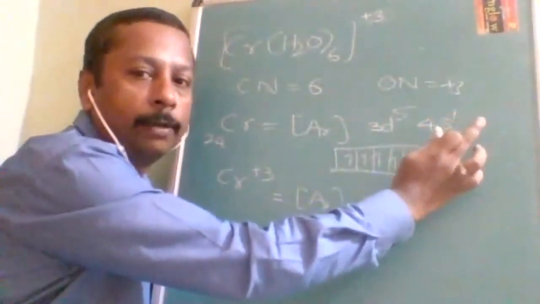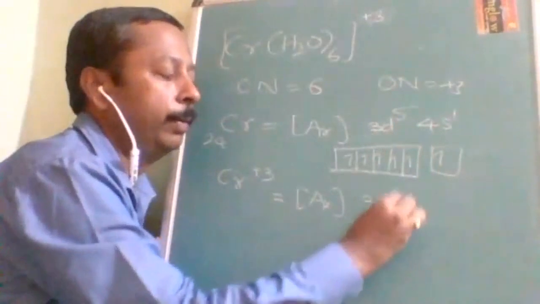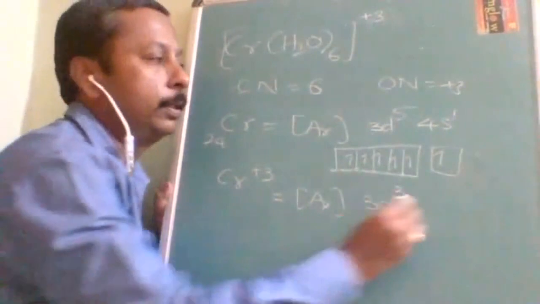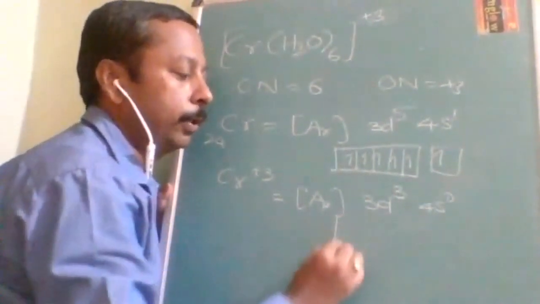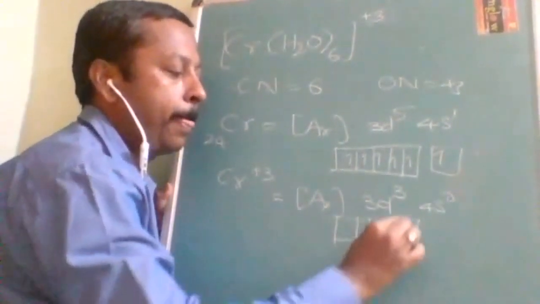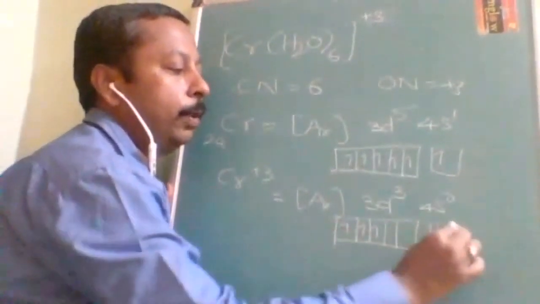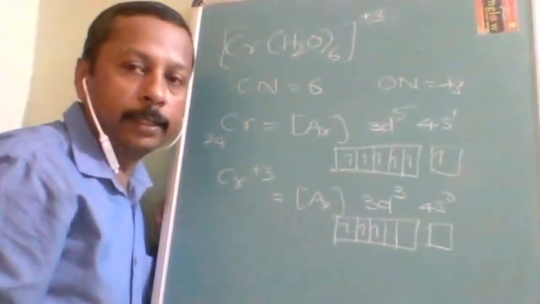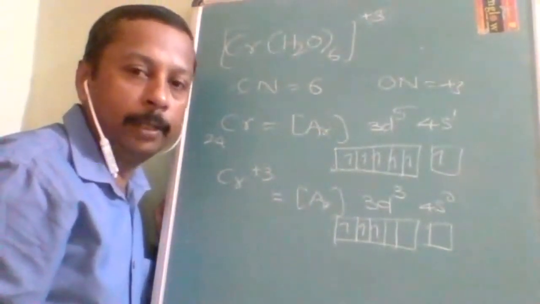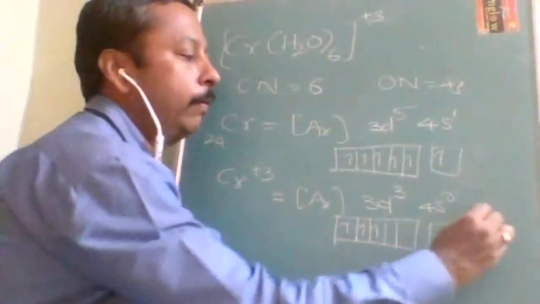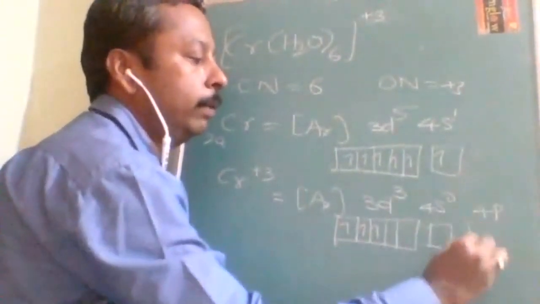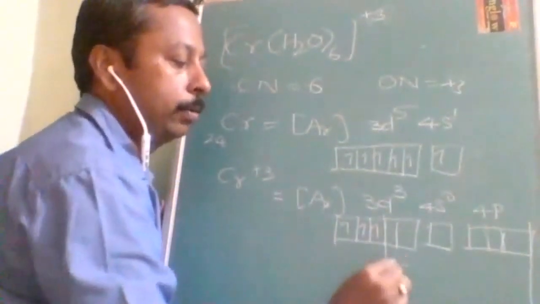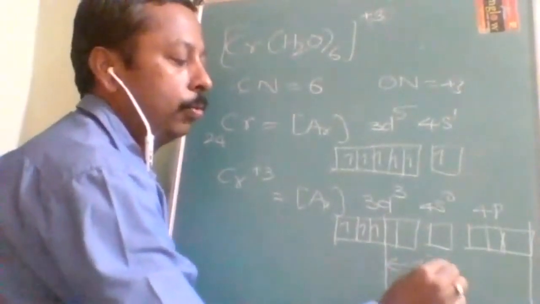So here 3 electrons I have to remove. 1 electron will be out from here, 2 from here. So 3d will be how many? 3d3. 4s is 0. 1, 2, 3, 4s is 0. Are they sufficient for us? No. 6 people are coming. It's our responsibility to provide them sufficient place. We should be providing them 3 more places that will be provided from the 4p. So from here to here. Is it understood? So d2sp3.